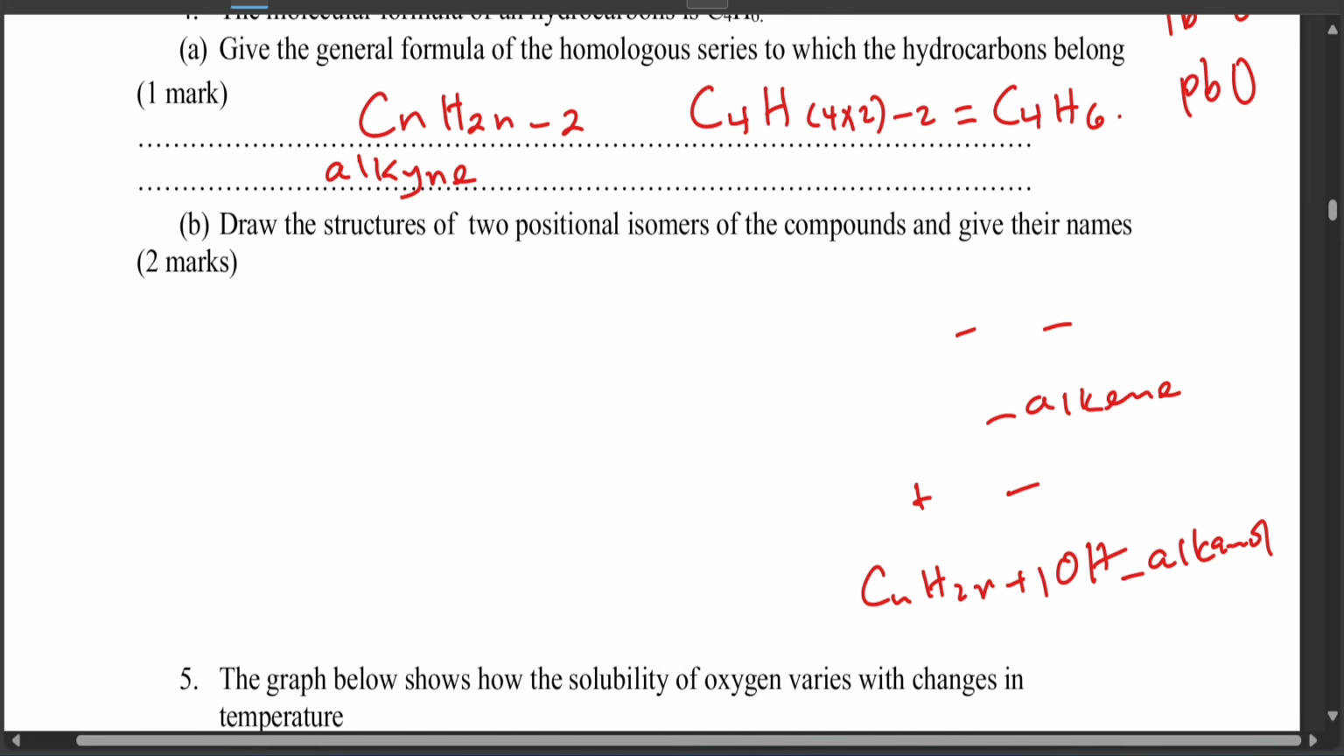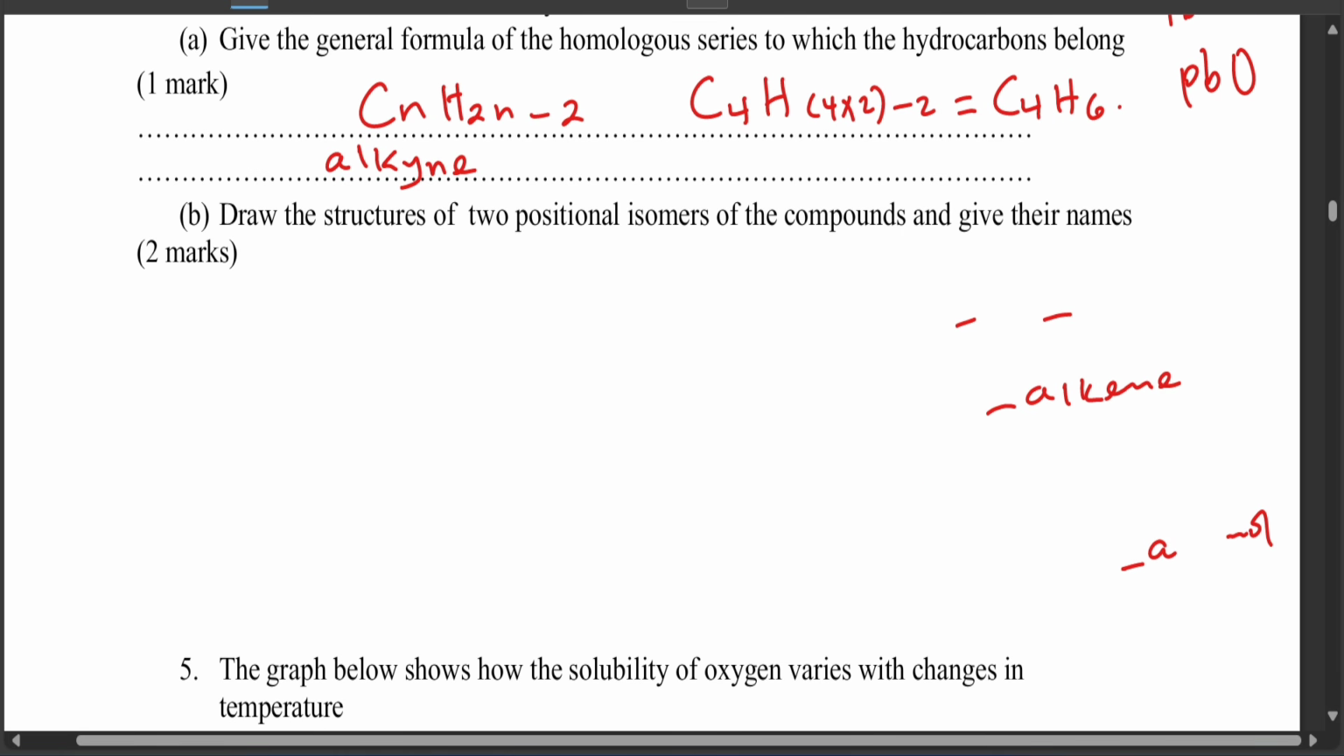So now, the other question is asking you to draw the structures of 2 positional isomers. Remember, this is not structural isomers, but instead positional isomers. So whatever you'll change is just the bonding, the position of the triple bond. So remember that this is an alkyne, and this C4H6 is butyne.